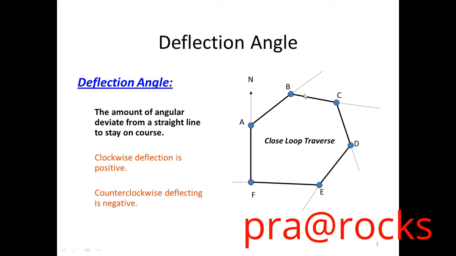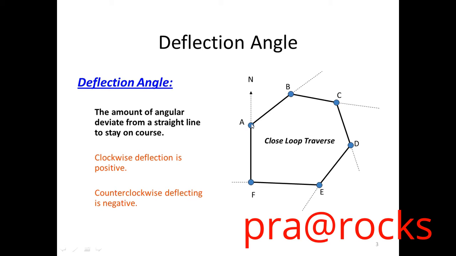When we travel from B to C, again, we have to deflect at C clockwise to stay on course. And likewise with D, E, F, we have to deflect clockwise. If you notice, we have gone in a full circle here, which is 360 degrees. So if we were to add up our deflection angles, they should add up to 360, and we will be using this concept as a check in further, more complex problems.